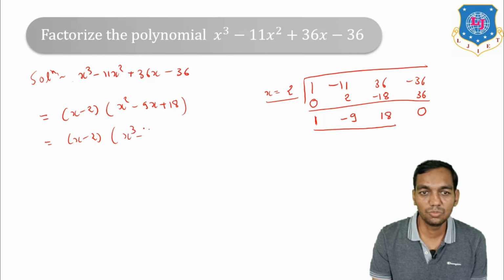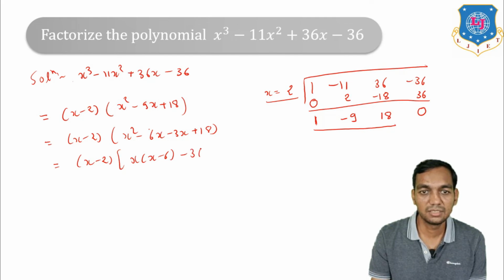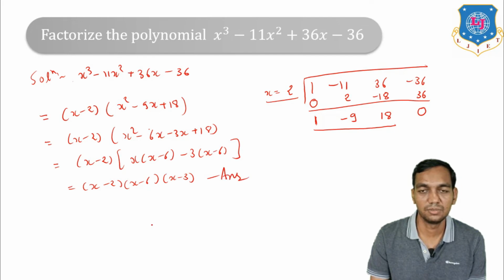So x square minus 6x minus 3x plus 18. If you are going to simplify, then you will get x into x minus 6 minus 3 into x minus 6. So we have three factors, x minus 2, x minus 6 and x minus 3. So this one is your answer.